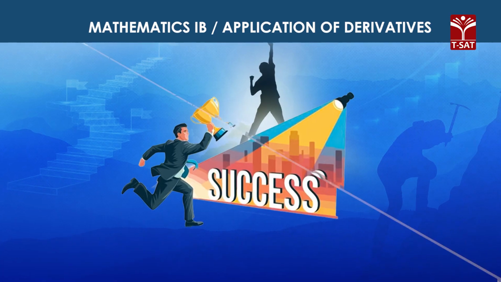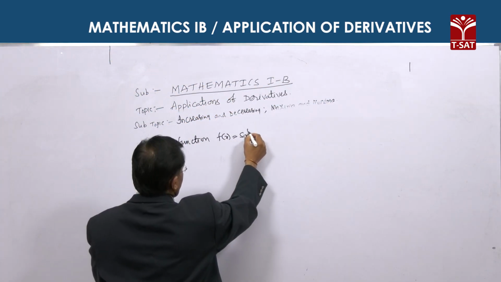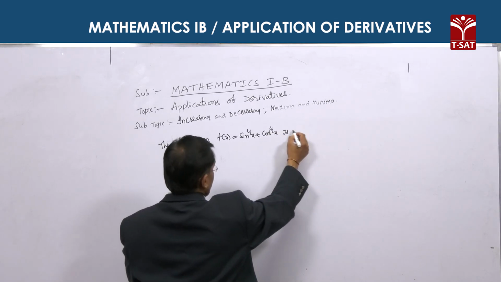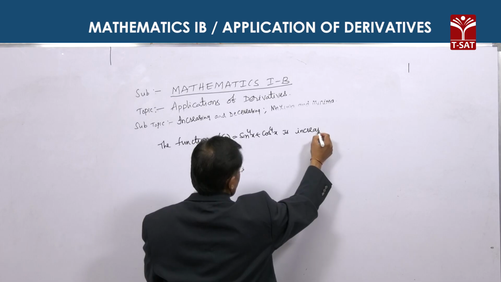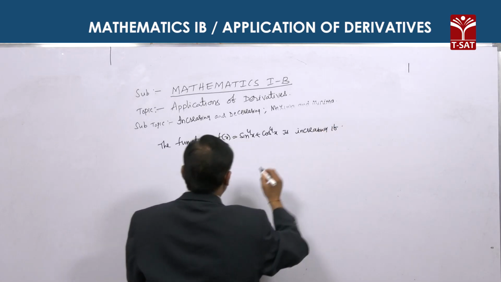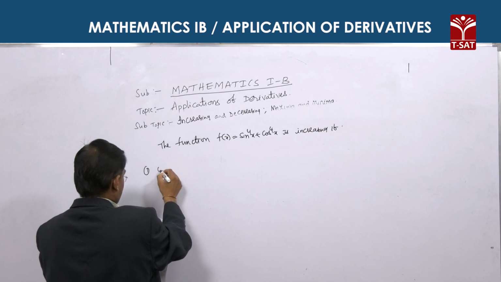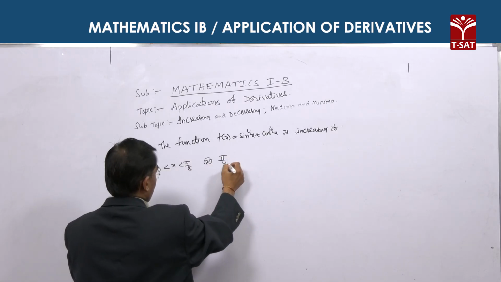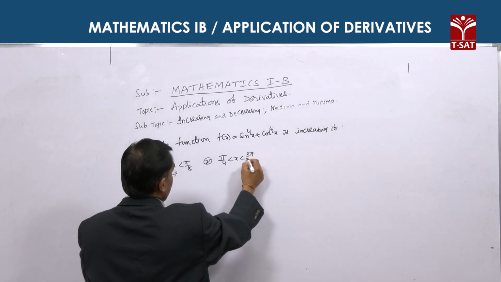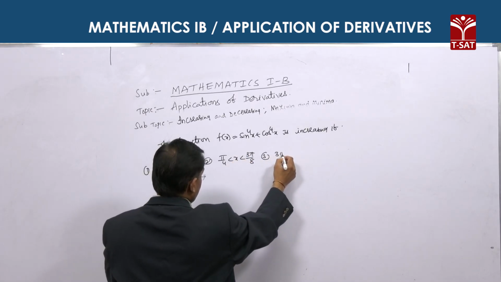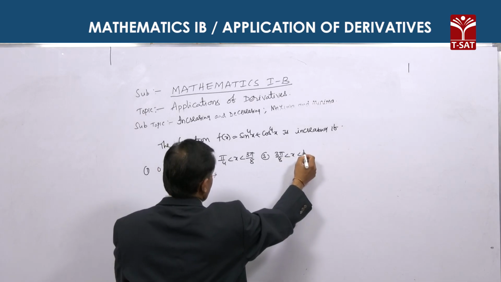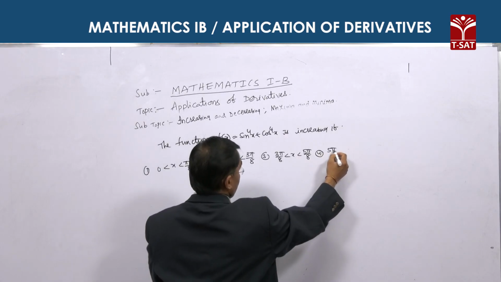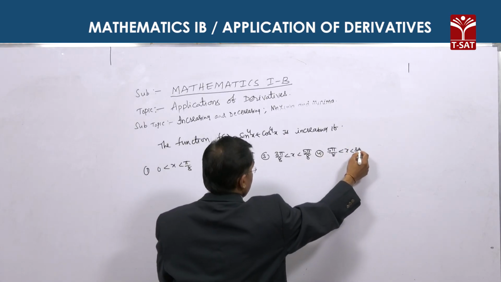Next question: the function f(x) = sin⁴x + cos⁴x is increasing in which interval? Right, the first one is 0 < x < π/8. The second one is π/4 < x < 3π/8. The third one is 3π/8 < x < 5π/8. The fourth answer is 5π/8 < x < 3π/4.